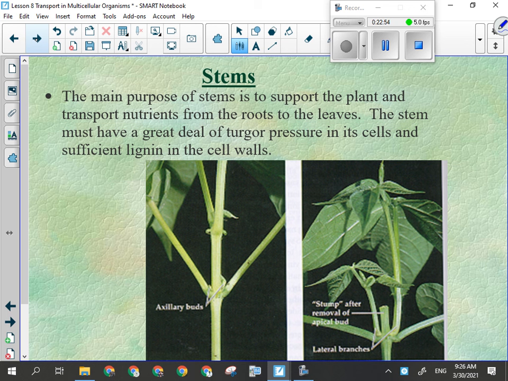It's also where you're going to find all your new growth, okay? So on the stem, you will find buds. And buds are where new tissue can grow from. They're full of stem cells. Inside of a bud are all those unspecialized parenchyma cells we talked about that can become anything: leaf, more stem, whatever the plant needs it to become. So they'll grow from there.